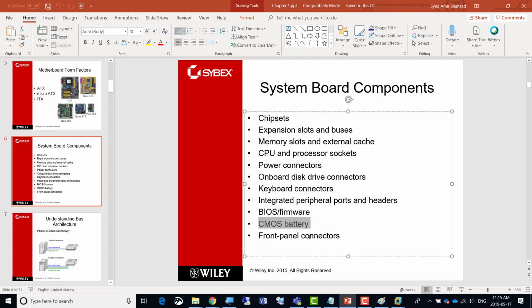Battery would be like a watch battery. Well, watches used to be in old time. So CMOS battery is exactly as you said, this thing here, right? CMOS battery. This is a battery shape, and this is where all the BIOS information is saved.